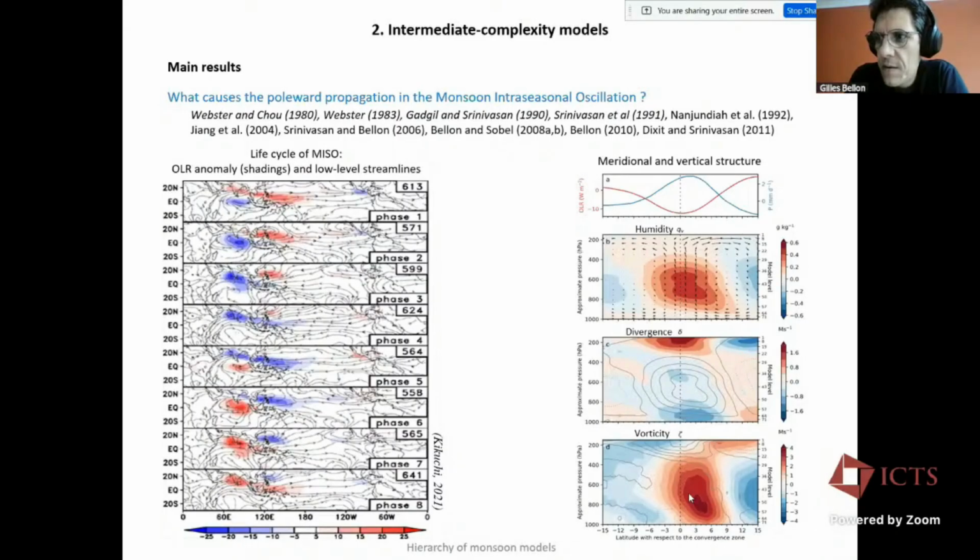Thanks, Gilles, for a nice talk. Gilles, can you make a comment about how we could use these models, intermediate complexity or simplified models, to really diagnose errors in either traditional climate models or the upcoming machine learning based weather and climate models?